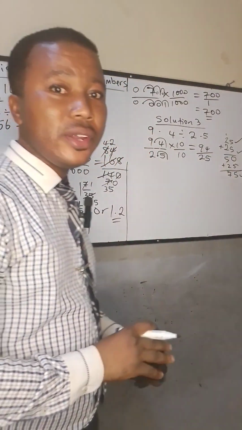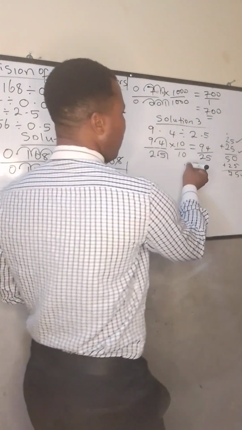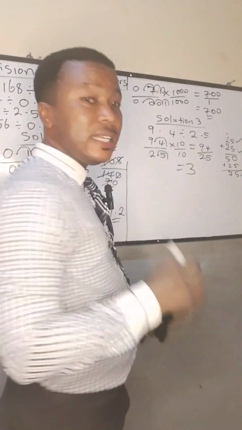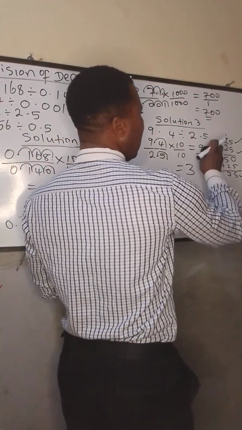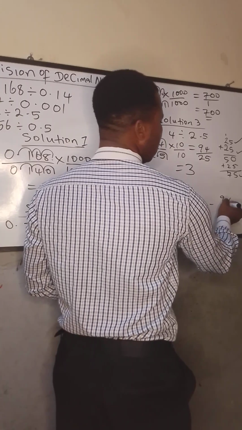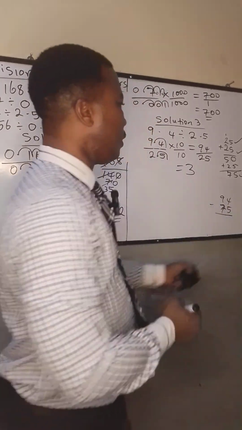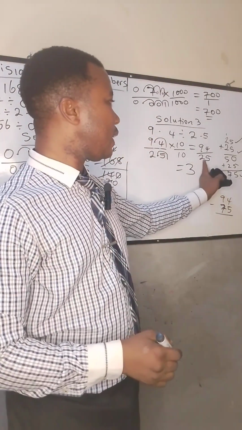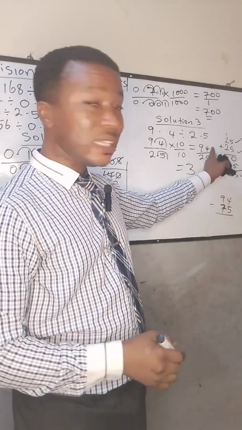So it appears 3 times. So we are having our answer to be what? 3. Let's get the remainder by saying 94 minus 75. Remember this? 25 times 3 is what? 75. So let's subtract to get our remainder.